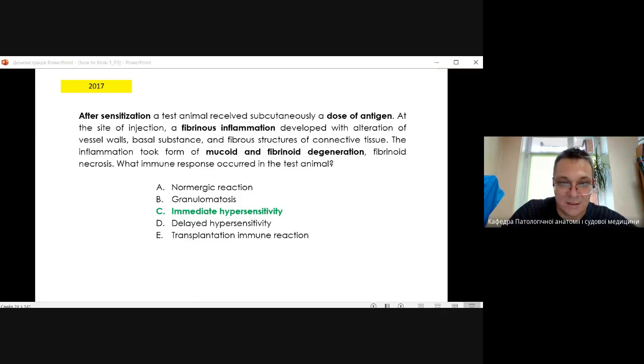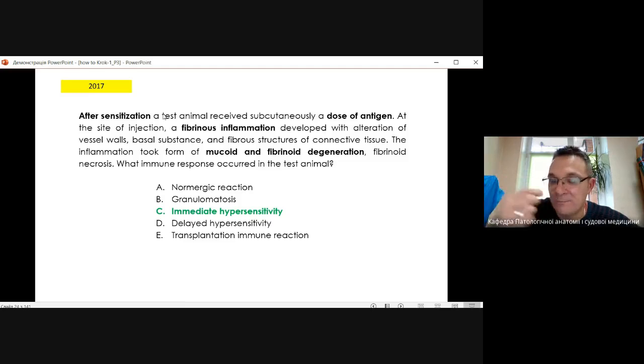What is this? I'm just scrolling down. You have to choose C. Sure, C, there's a correct answer. The logic is following. For sure, that's not a normergic reaction, because we have to deal with sensitization and antigen interaction with antigen. That's why that's no normergic reaction anymore, because there is a sensitization.